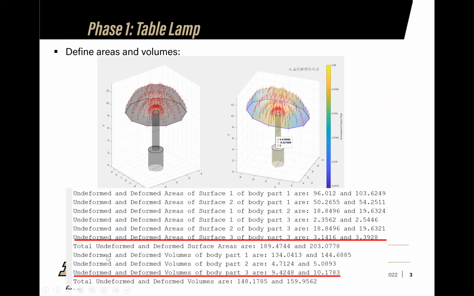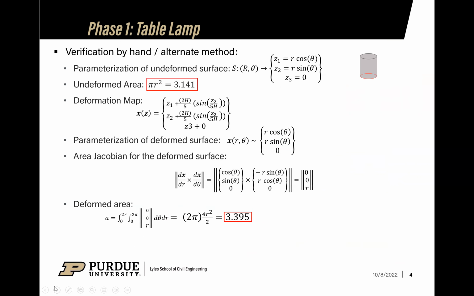So in this project, we will cross-check and verify the area and volume for this particular part of my body, which is the base of this cylinder. Coming to the verification of the area for this circle right here, this is the parameterization for the circle, and the undeformed area comes out to be pi r square.